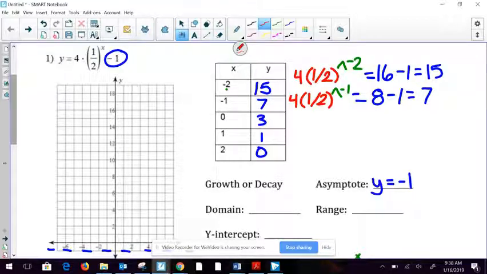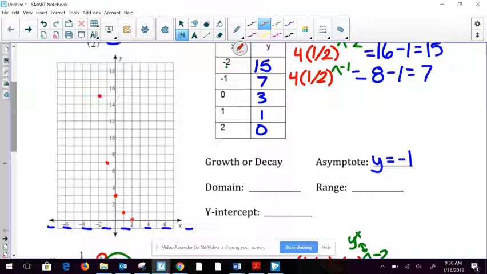So -2 goes all the way to 15. -1 goes to 7. 0, 3. 1, 1, and 2, 0. Now in this situation, it doesn't look like it's getting close to the asymptote line, but we told you that it approaches it, but it doesn't cross. So when you connect these dots, you're going to naturally curve it and show that it gets close to the asymptote, but doesn't touch it.